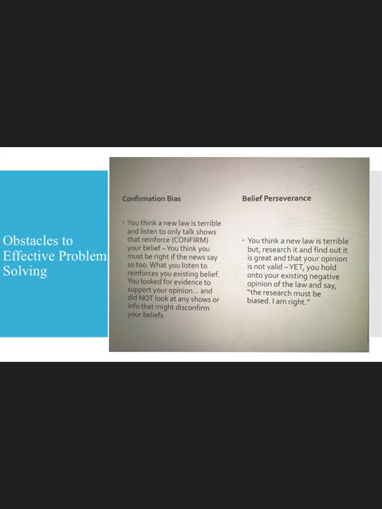Confirmation bias is oftentimes unintentional, right? It's this idea that we live in echo chambers of our own beliefs, and we listen to the same things and they reaffirm our beliefs, and therefore we think our beliefs are right. Whereas belief perseverance is this idea that I've done research, but that research is wrong and I'm going to believe what I'm going to believe anyway.